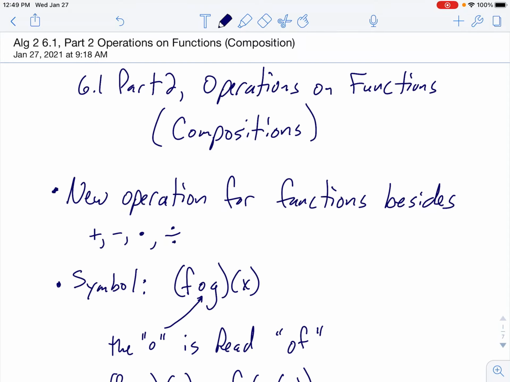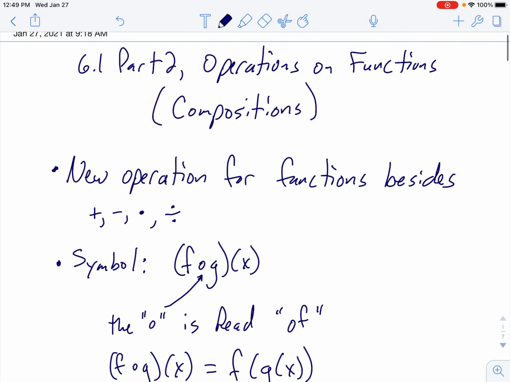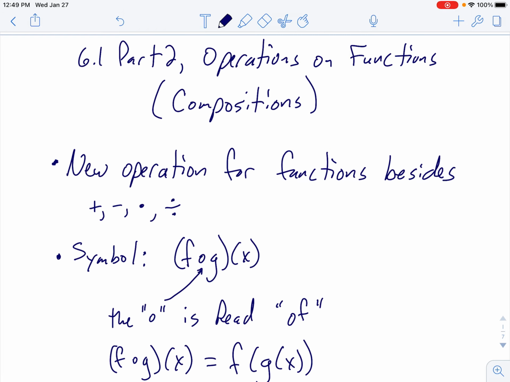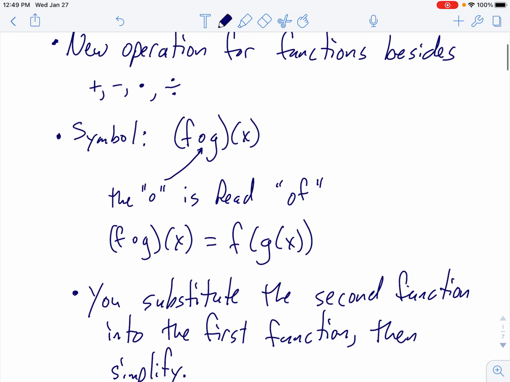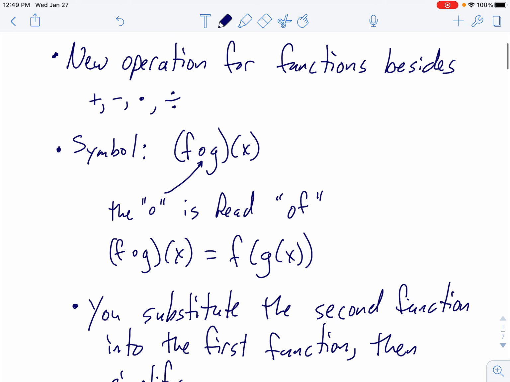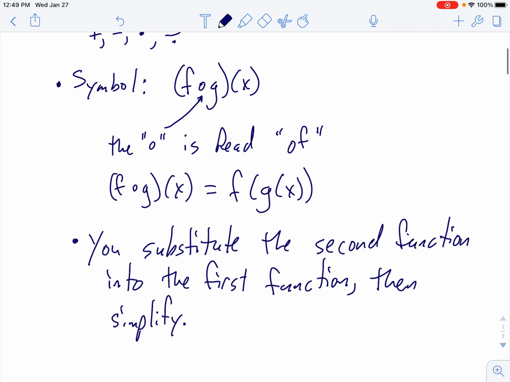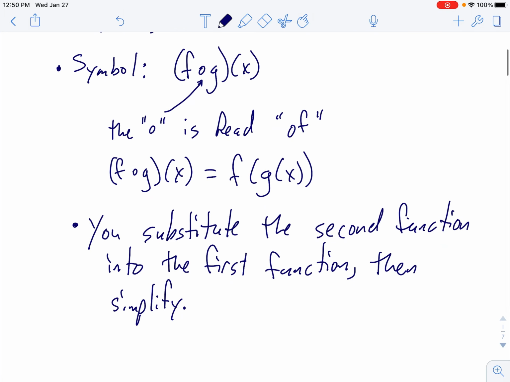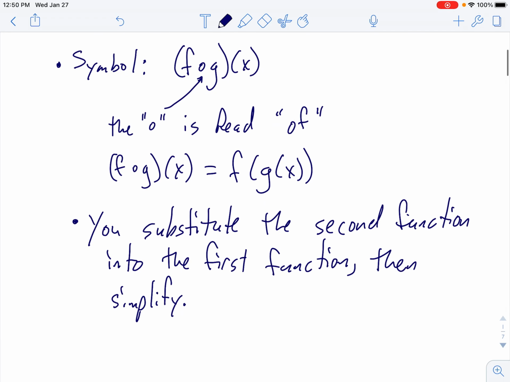We are on 6.1 part 2, operations on functions, and today we're going to focus on what are called compositions, or the composition of functions. Now, composition is a new operation for functions besides adding, subtracting, multiplying, dividing. It doesn't really take place in any context other than function arithmetic. So it's brand new and it's really only used here.